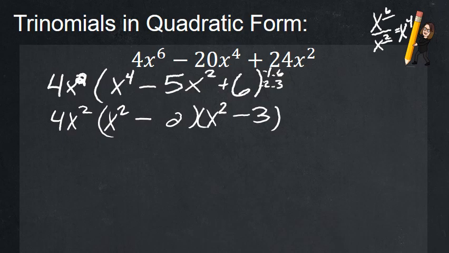I'm going to double check here. X to the 4th, negative 3x squared, negative 2x squared. That gets me to negative 5x squared, and positive 6. So I'm confident in that answer.